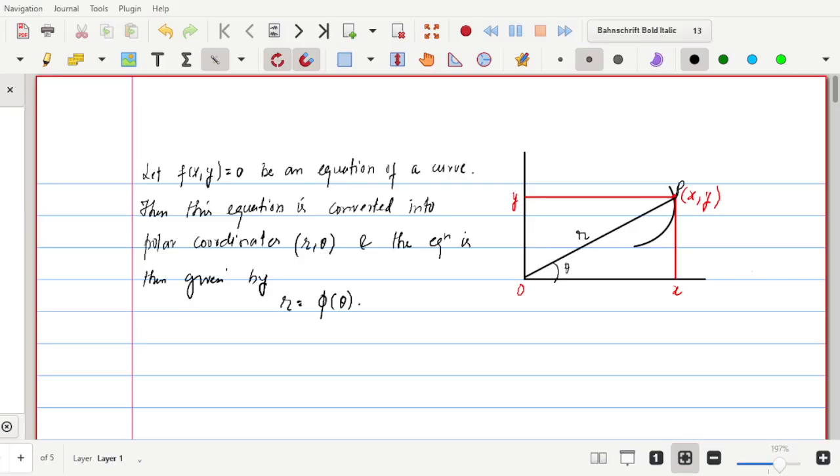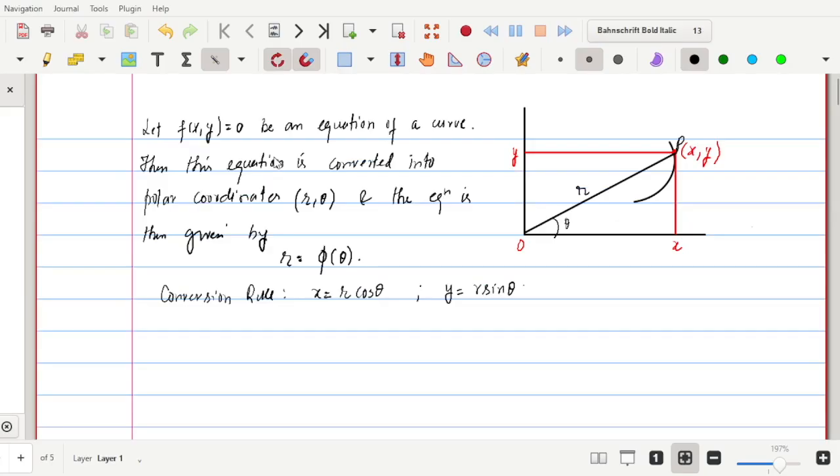And there is one nice conversion rule for doing all this. The conversion rule is like this: we use the substitution x = r cos theta and y = r sin theta. If we do the same thing in every curve, then the curve is converted from f(x, y) = 0 or y = f(x) into the form r = function of theta, phi(theta).